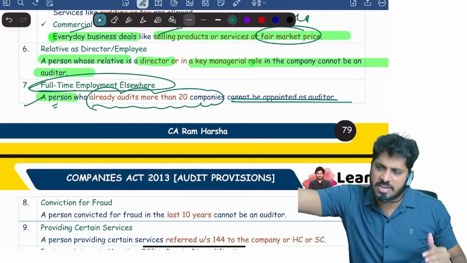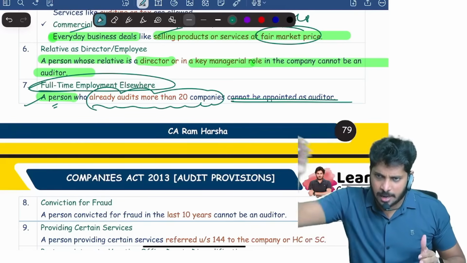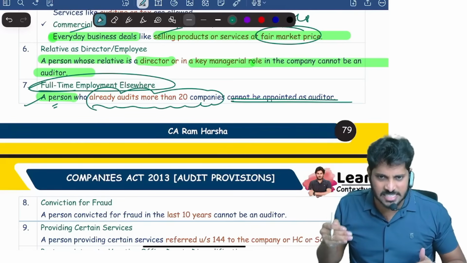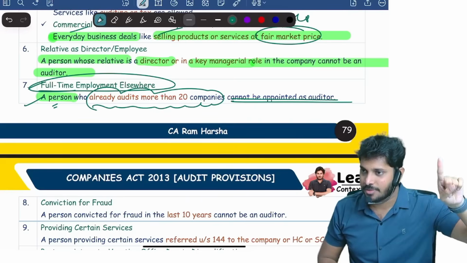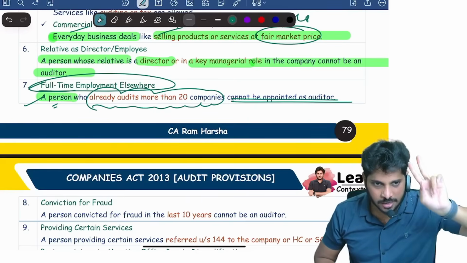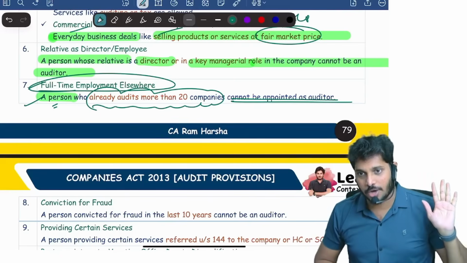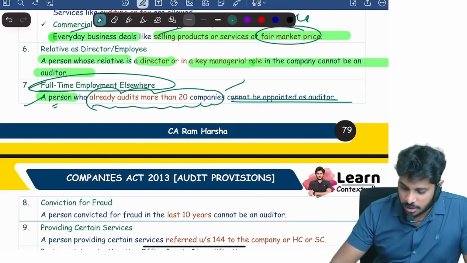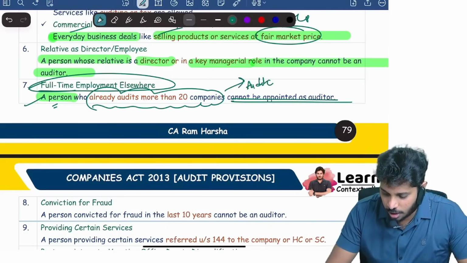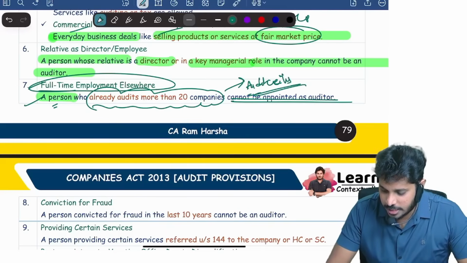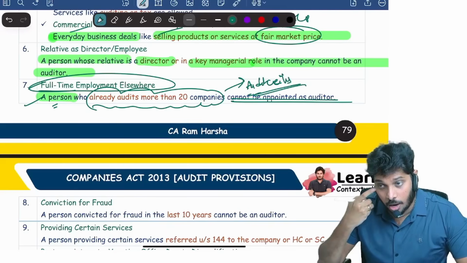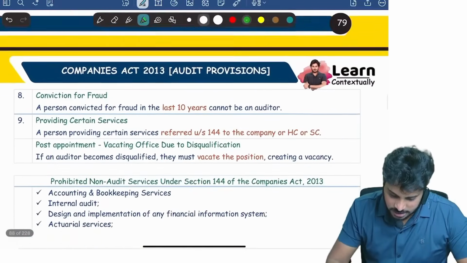So whenever I receive an auditor appointment proposal from a company, I will check on that day how many I am acting as an auditor for. If it is less than 20, no problem, accept it. If it is already 20, don't accept it. Are you clear? Now the second point is actually called the audit ceiling. Okay, next.